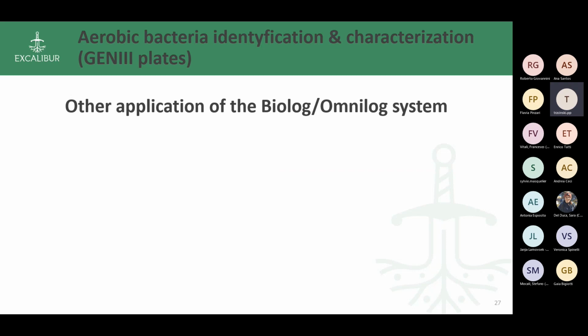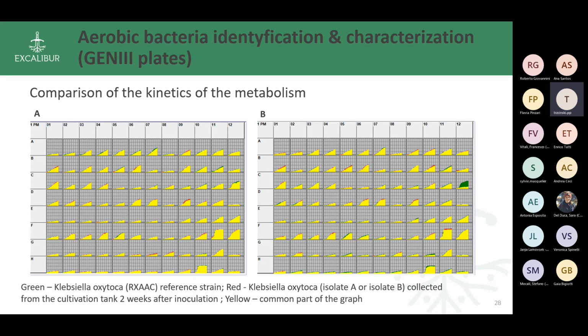Enrico told you that already, but I will repeat it. We can use the BIOLOG or OmniLog system for other things, because this is a tool. And how we use the tool is our choice. First of all, we can compare the kinetics of the metabolism. Why can we do that? Because we can observe some mutation or some changes in the phenotype.